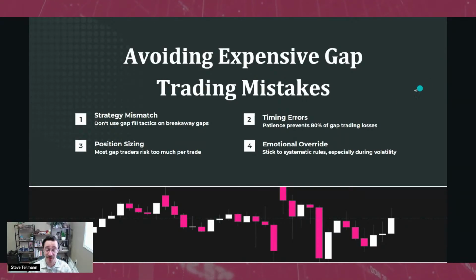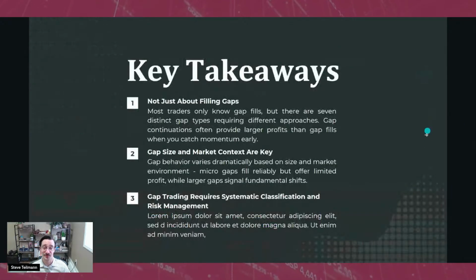This cold's killing me. So the emotional override is really important too. So remember, just stick to the systemic rules, especially during volatility, and you're going to do great. I believe in you guys. So key takeaways here. Let's wrap this thing up.